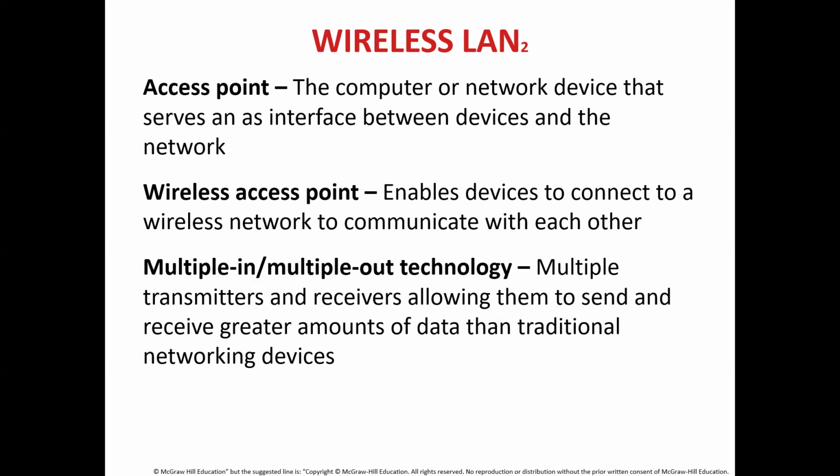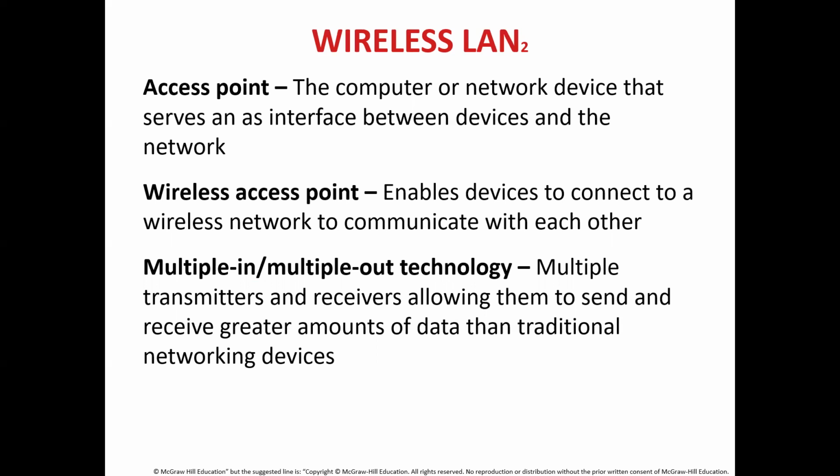usually in an office or large building. An access point connects to a wired router, switch, or hub via an Ethernet cable and projects a Wi-Fi signal to a designated area. A wireless access point enables devices to connect to a wireless network to communicate with each other. In computer networking, a wireless access point, or WAP, or more generally just an access point, is a networking hardware device that allows other Wi-Fi devices to connect to a wired network.